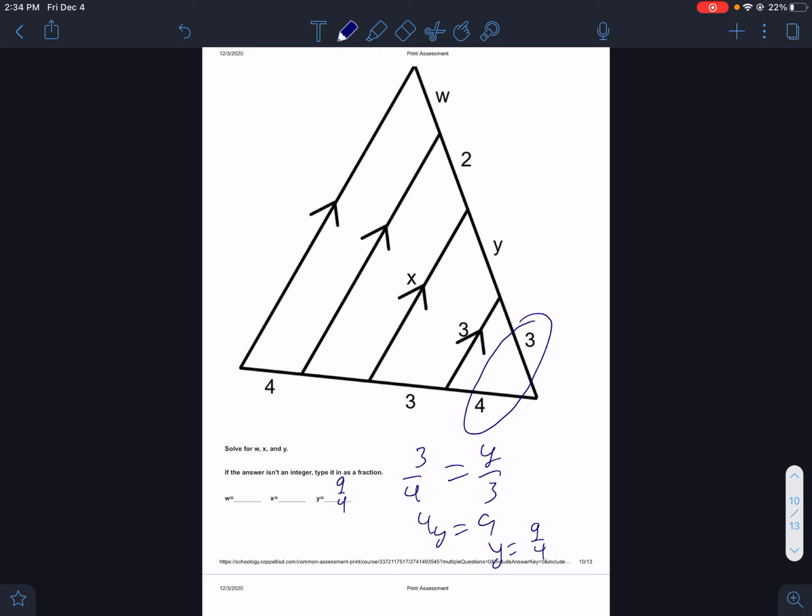For the w up there, same ratio. 4 over 3 is going to equal 4 over w. Well, that means w just has to be 3.